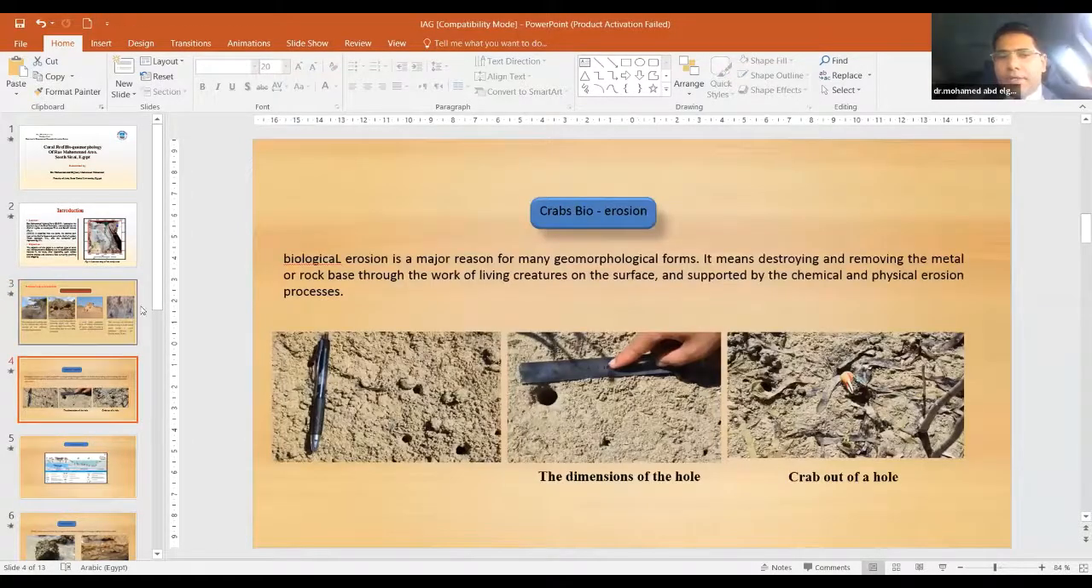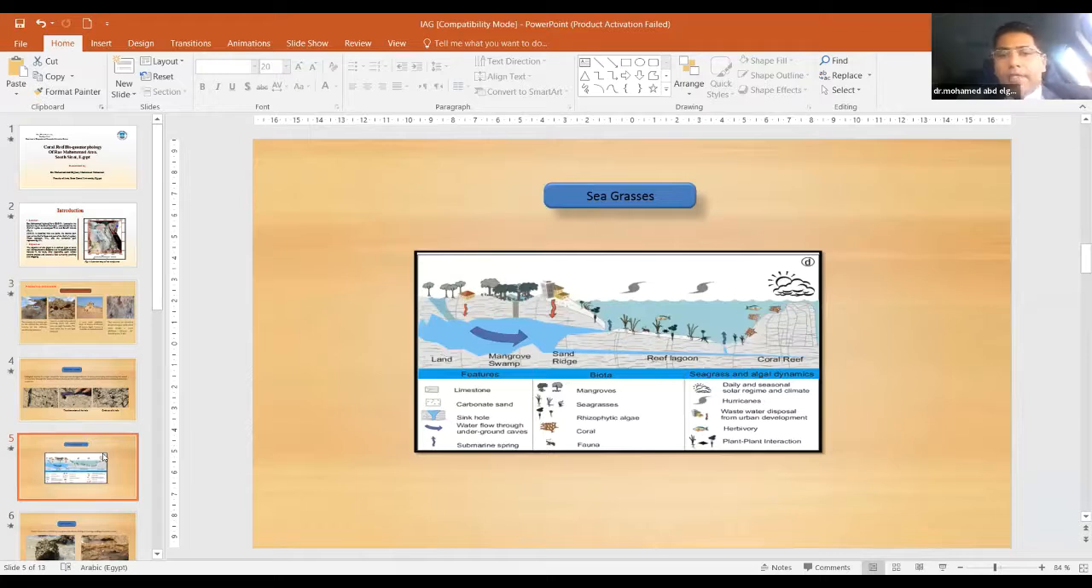Crab bioerosion, that shows the dimension of the crab holes and a crab out of its hole. Bioerosion in the mangrove canal. Sea grass aerodynamics shows a figure of land and mangrove plants and sand ridges. The reef, coral reef.